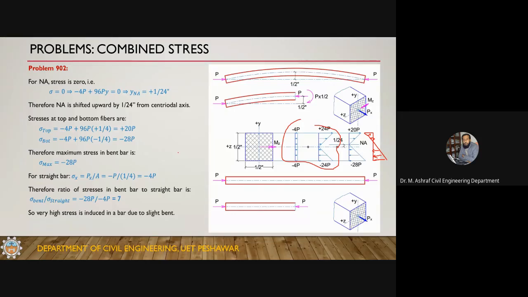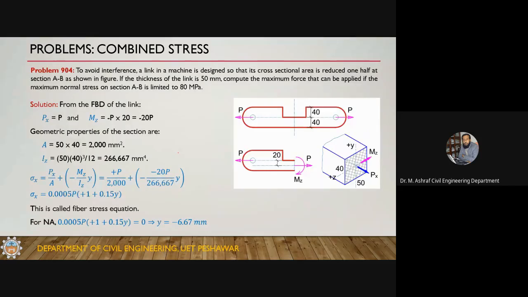Okay, and of the various engineering problems, we'll talk about the columns, the stresses produced in the column, the secondary effects, and all these things in the course of the midterm. Okay, this is the next problem, problem 904.